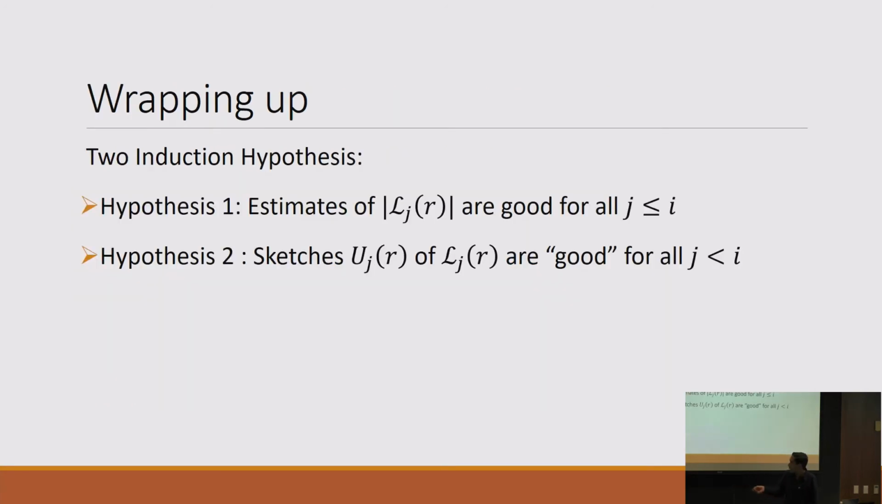All we did was we had these two induction hypotheses. One was the pretty standard one. We just kept estimates at each step and used them to build estimates in the next step. So the first hypothesis was that my estimates of the sizes were good. And then my second hypothesis was that the sketches of my sets were good for some definition of that, which just means that it gave me good estimates for anything I could possibly query to it.